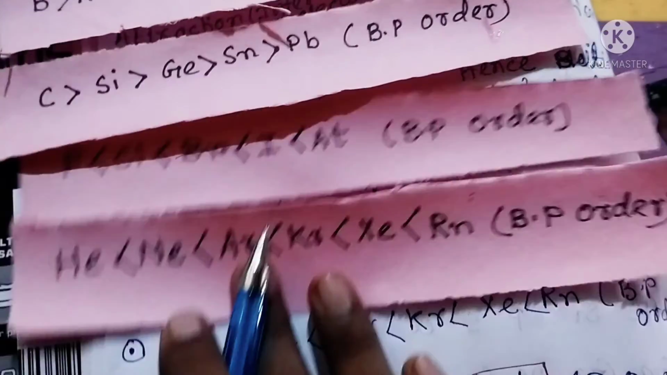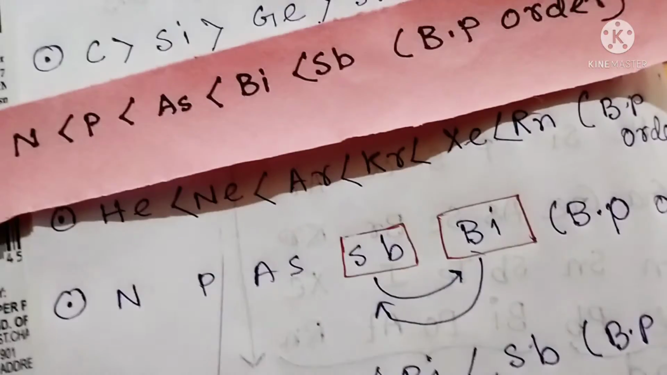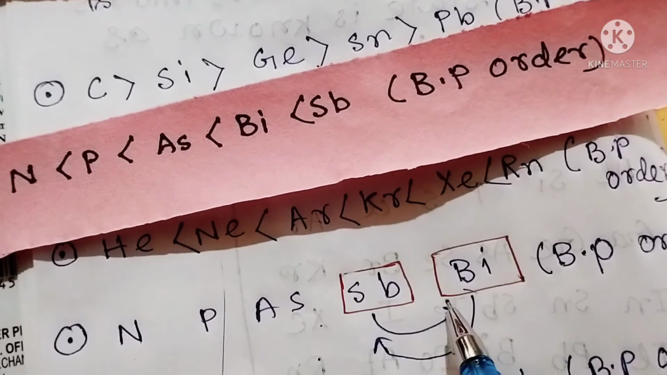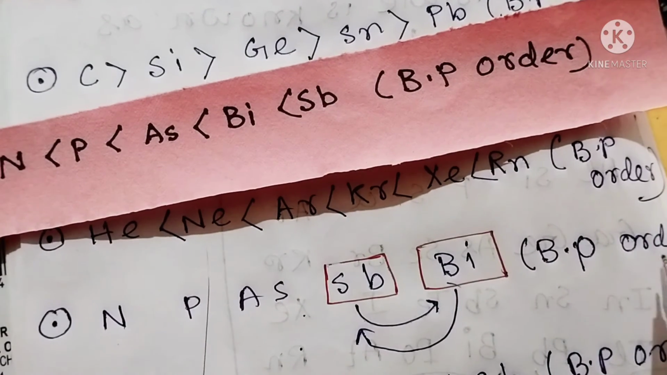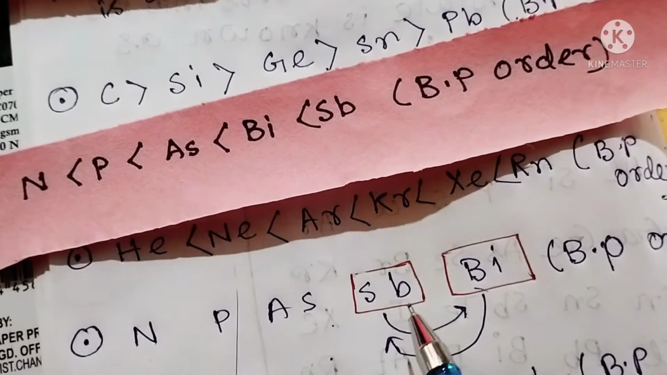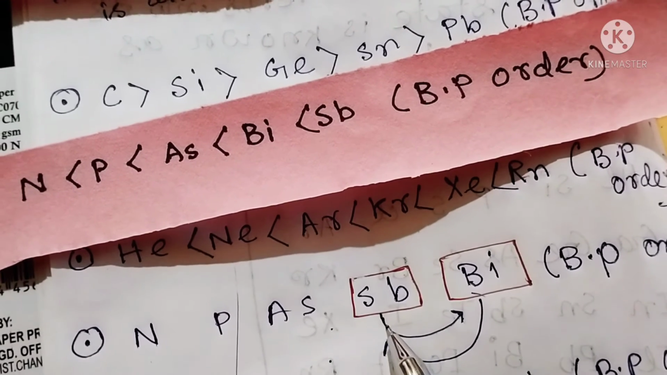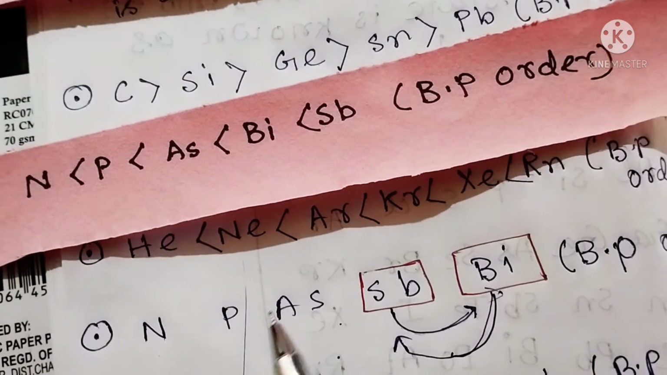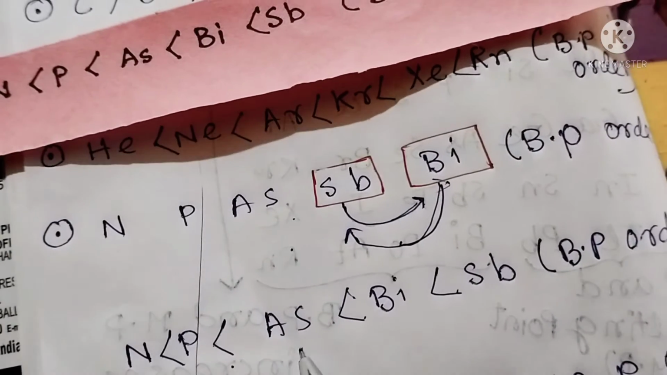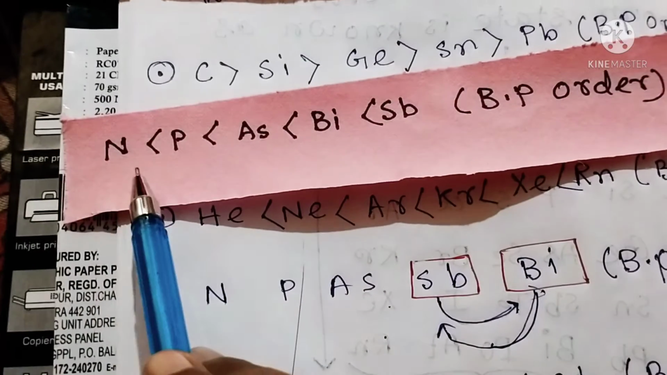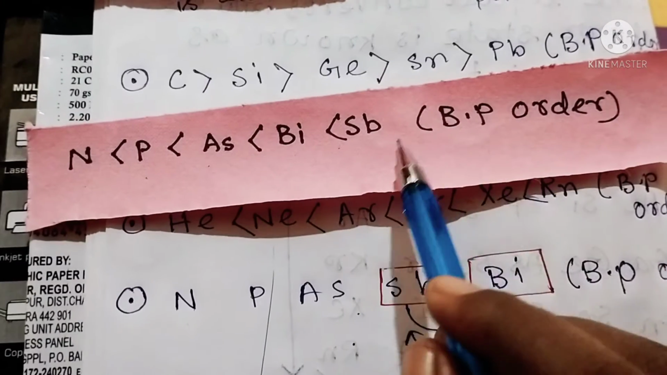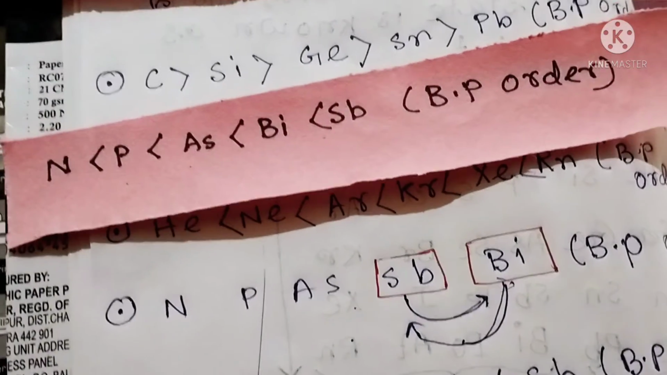These are all trends. Now let's see the nitrogen family. What happened for the nitrogen family? Here we take nitrogen, phosphorus, arsenic, antimony and bismuth. Now we have to write the boiling point order. But here you should remember that the fourth position shifts from here to here and the fifth position shifts from here to here. And the order will be nitrogen, phosphorus, arsenic, bismuth, antimony. Nitrogen less than phosphorus, less than arsenic, less than bismuth, less than antimony. This is the boiling point order for the nitrogen family.